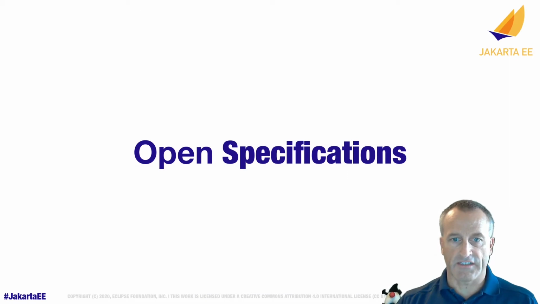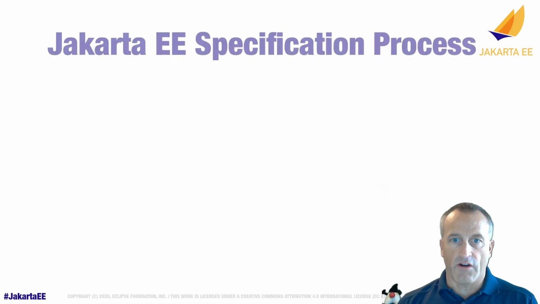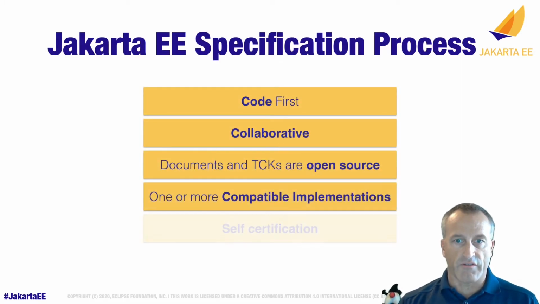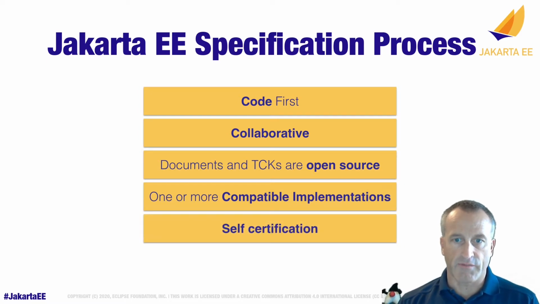The specifications at Jakarta EE are open. And with open specifications, we mean that we have an open Jakarta EE specification process. What we want to do there is a code-first approach. And that means that we don't want to sit there and specify things that we don't know work yet. So we want to have some working implementations out there and then develop specifications out of it. It's very collaborative. Everybody is welcome to join. It's totally free to join the Jakarta EE specification process and be a part of developing the specifications.